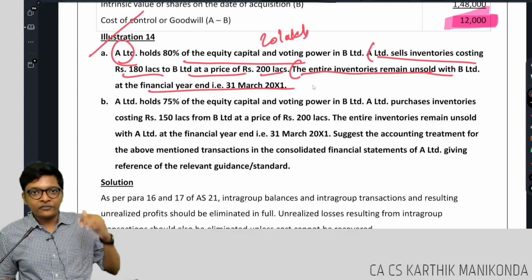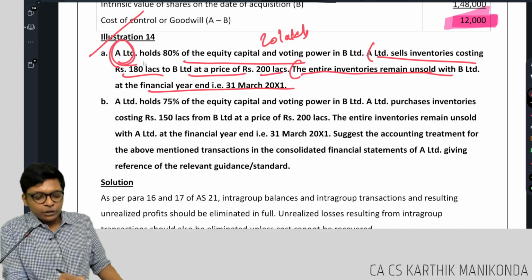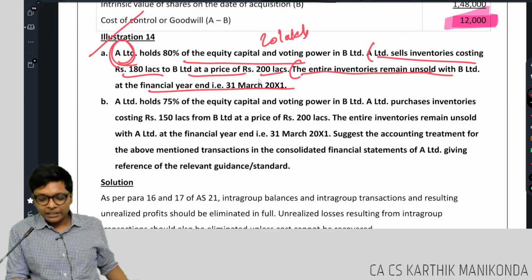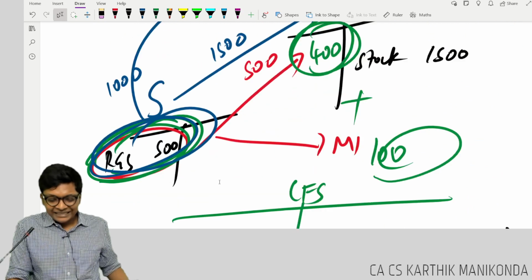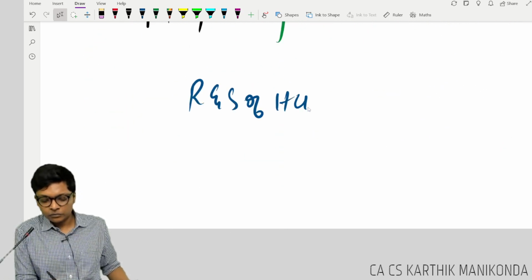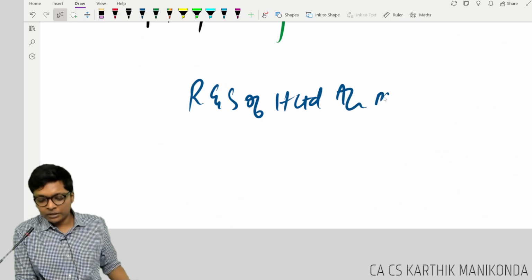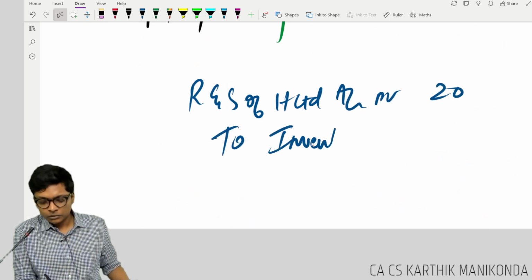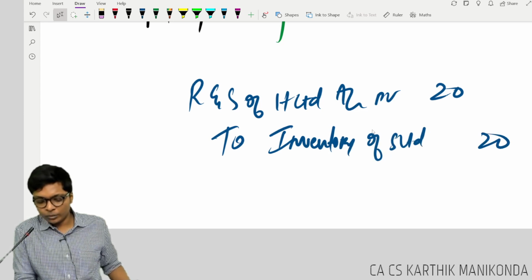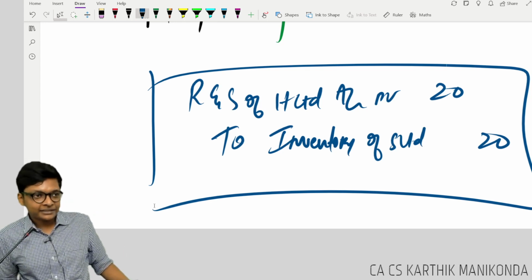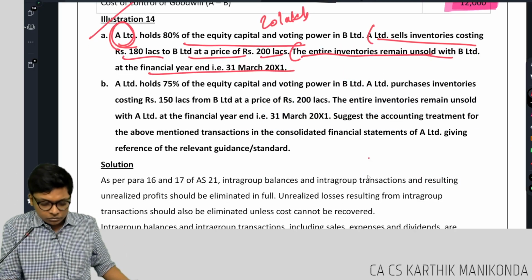Reduce reserves of A Limited and reduce stock of B Limited by how much? 20. So, can I pass an entry somewhat like this? Reserves and surplus of H Limited account debit 20 to inventory of S Limited 20. Is this correct, guys? Yes. Are you following, guys? Look at the answer down.